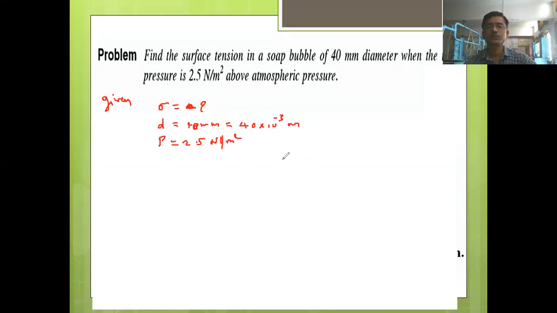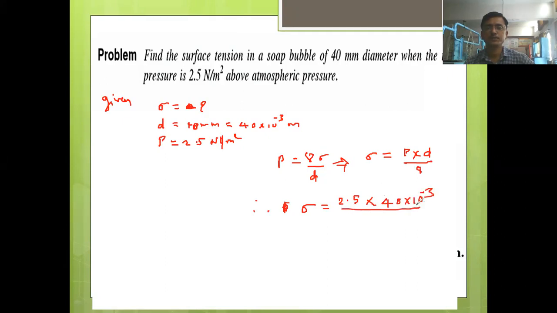What is the formula for the soap bubble? P is equal to 8 sigma upon D. Correct. So put the values. Just rearrange the terms: sigma is equal to P into D divided by 8. Therefore, sigma is equal to 2.5 into 40 into 10 to the power minus 3 divided by 8. Do the calculation and tell me the answer.